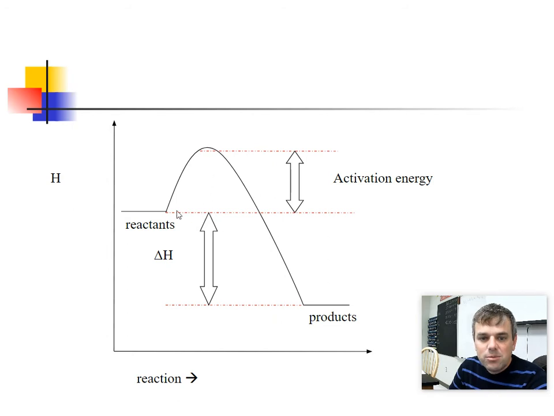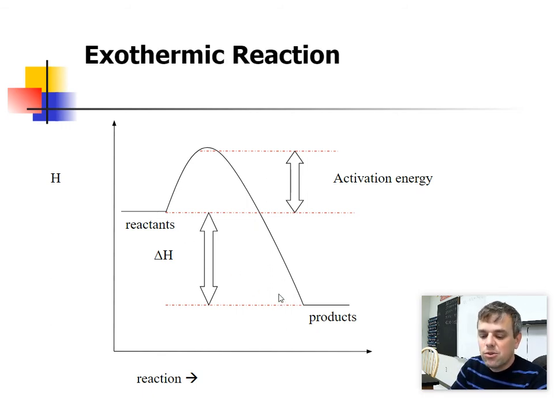The difference from the reactants to the top of this hill right here is called the activation energy. And then the difference from the reactants to the products is our change in energy, which you can see is negative. Energy is lost in this reaction, meaning it is exothermic.